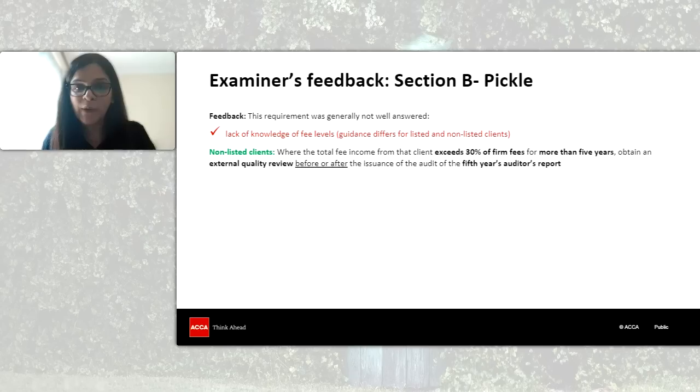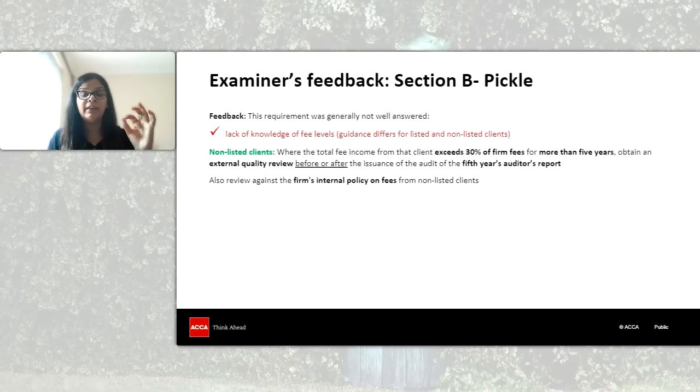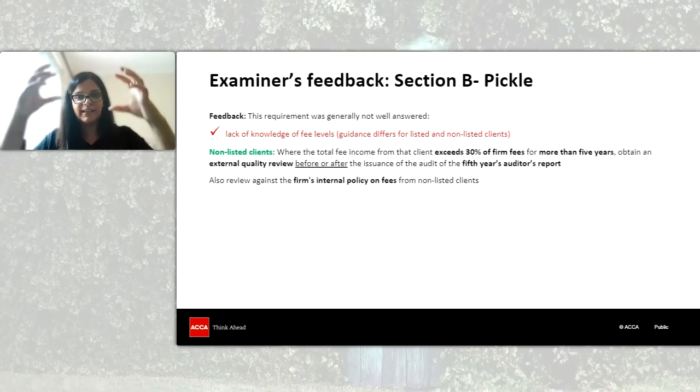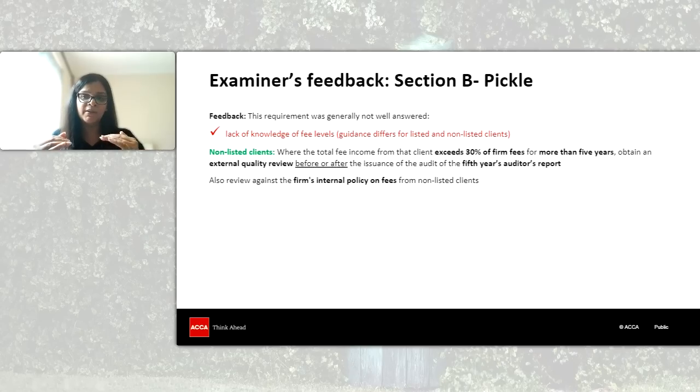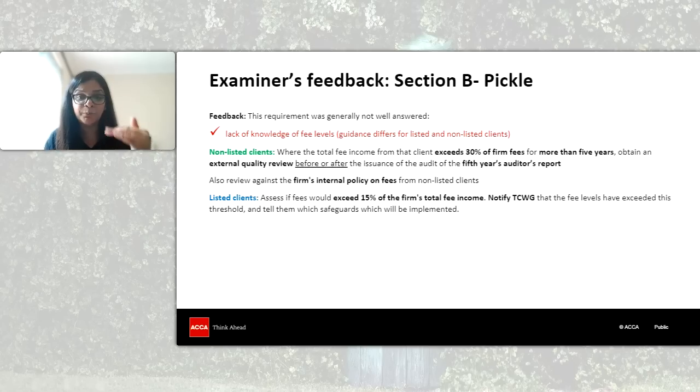Very quickly, if it exceeds 30% of the fee for more than 5 years, you need to get an external quality review before or after issuing the 5th year's audit report. Another point which gets you professional skills marks: also review this against the firm's own internal policy. Please remember, we have the code, ACCA and IESBA, which is my basic code that I have to follow. But some firms might have their own policies, which are stricter. So your fee dependence has to be evaluated against both.